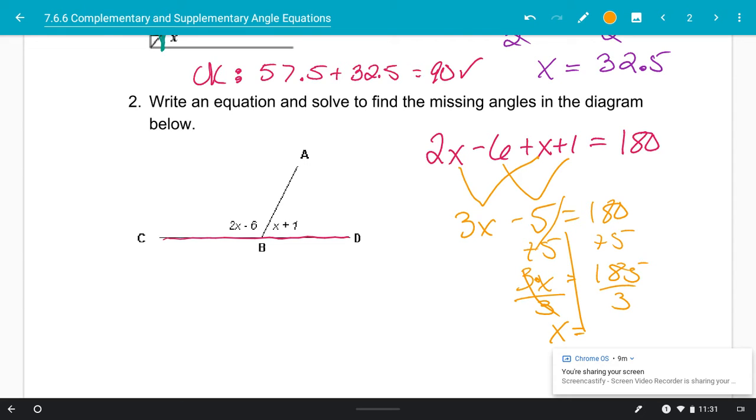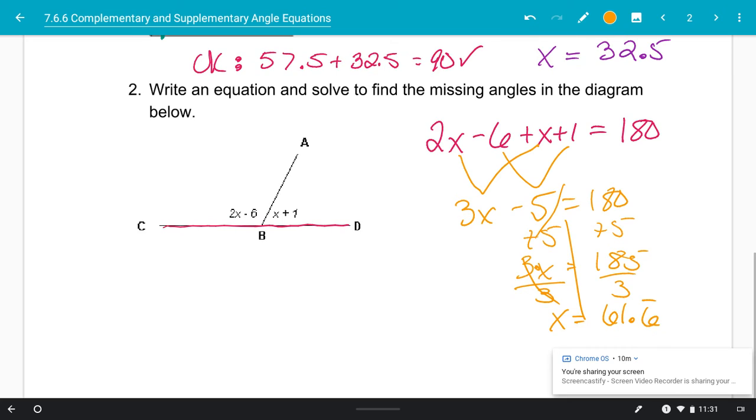Now this is going to give us x equals, and if you type 185 divided by 3 onto your calculator, you're going to get 61.6 repeating. Now since I'm going to be substituting these values back in, I actually don't want to work with that repeating decimal because I can't type that in. So what I want to do is turn that into a mixed number. So I'm going to write this as 61 and 2/3.